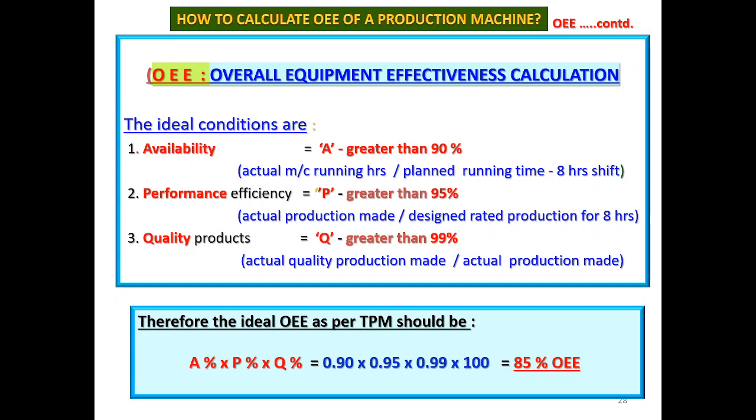In a typical TPM practicing company, availability percentage of the running time of the machine is greater than 90%. Performance efficiency, that is actual production rate, is always greater than 95%. And the rate of quality products, that is actual quality product produced, is greater than 99%. Therefore, if you multiply the actual running time percentage, actual production rate percentage, and actual quality products produced percentage, you will get an OEE of 85%. That is an ideal machine where TPM is being practiced.